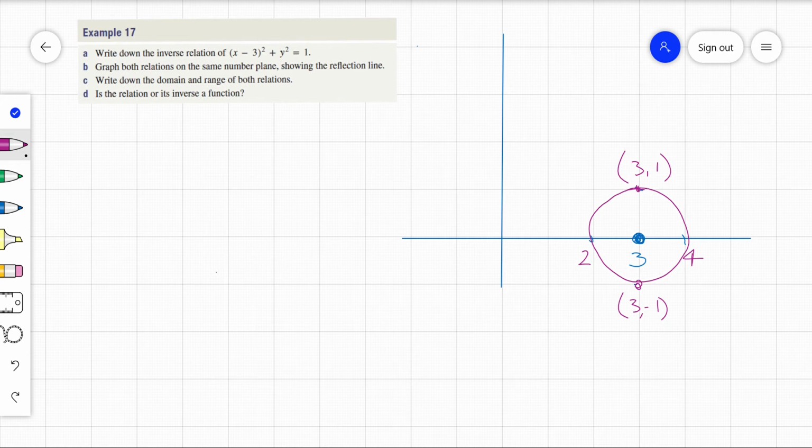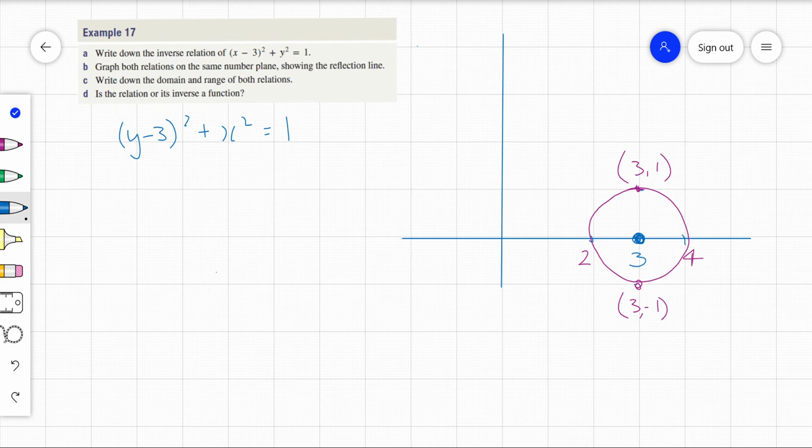Now, if we want the inverse of that relation, we just sub x in for y. So we're swapping all x's and y's. So it now becomes y minus 3 all squared plus x squared equals 1. All right, so that's our inverse of the relation.